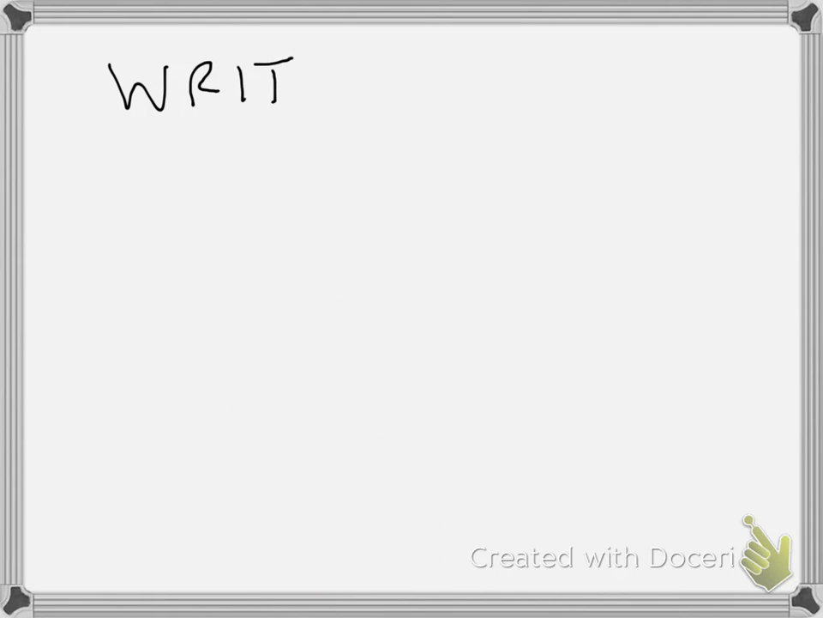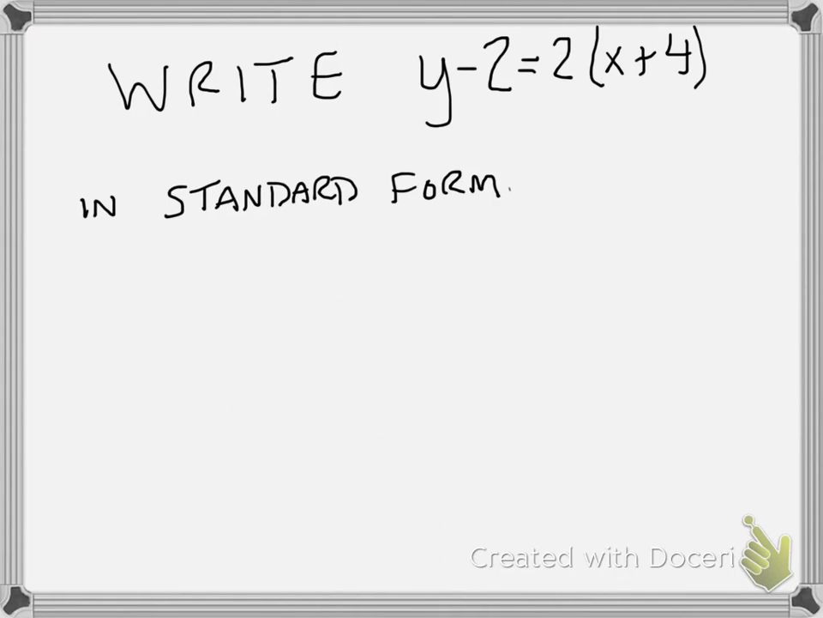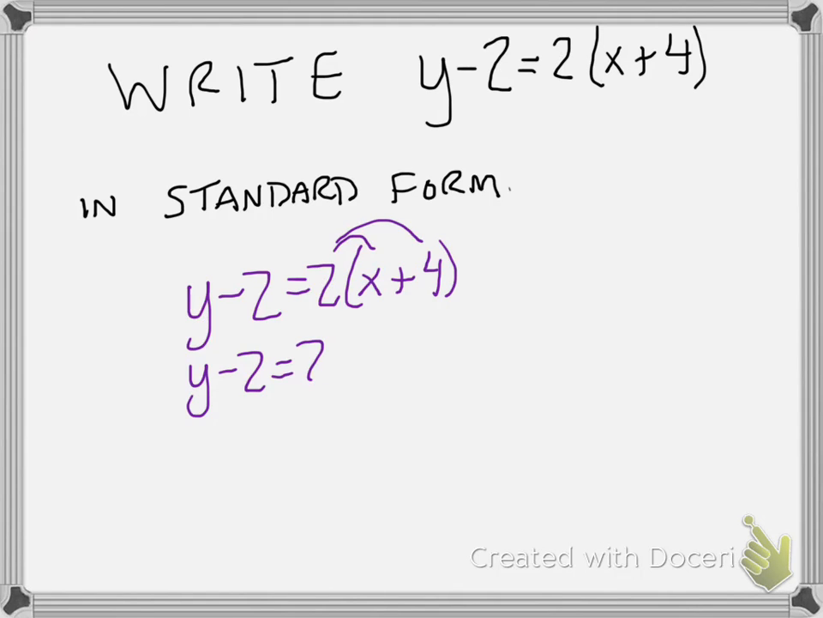Example 6, we want to write y minus 2 equals 2 times x plus 4 in standard form. Now, standard form, we need x and y to both be on the left, there to be no fractions, and the number in front of x has to be positive. Those 3 things, every time, make it in standard form. So as I'm looking at this, the first thing that has to happen is I have to get rid of those parentheses, because there's no parentheses in standard form. So we're going to distribute 2 times x and 2 times 4.